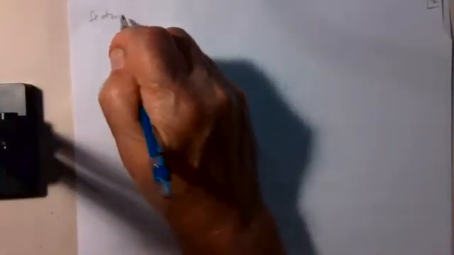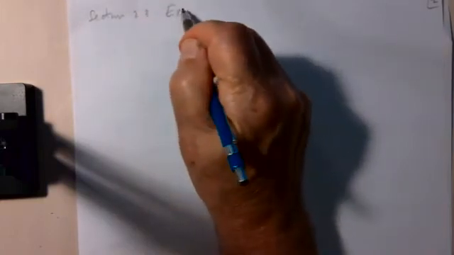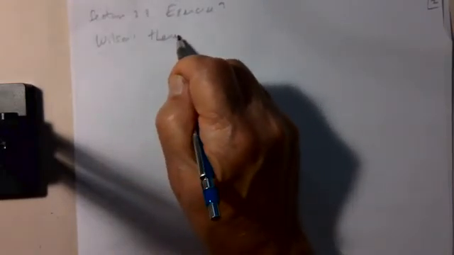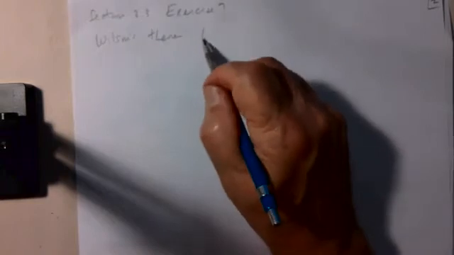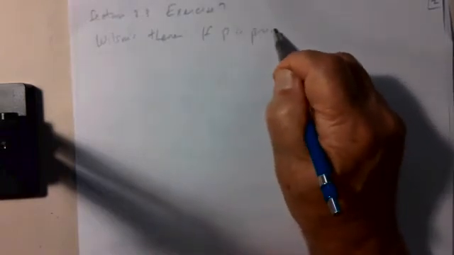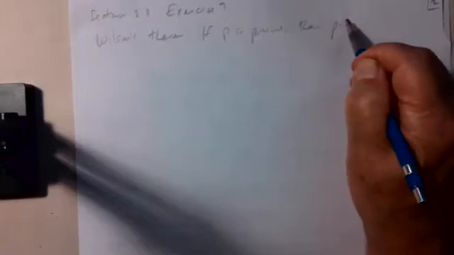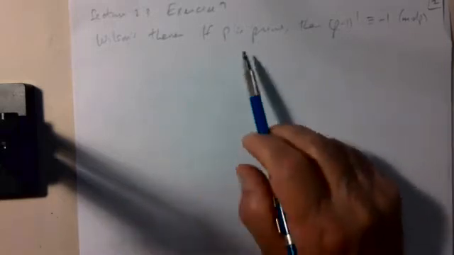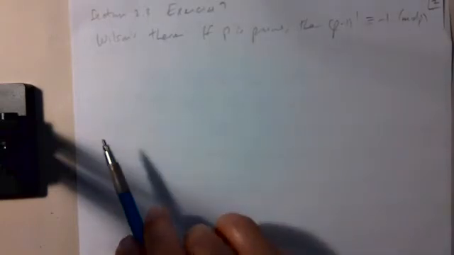So section 2.3, exercise 7. So we have Wilson's theorem, which I proved last week. It says that if P is prime, then P minus 1 factorial is congruent to minus 1 mod P. And we want to prove the converse, basically, that if P is not prime, then this isn't true.